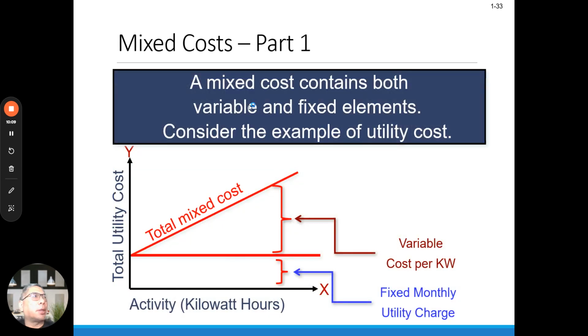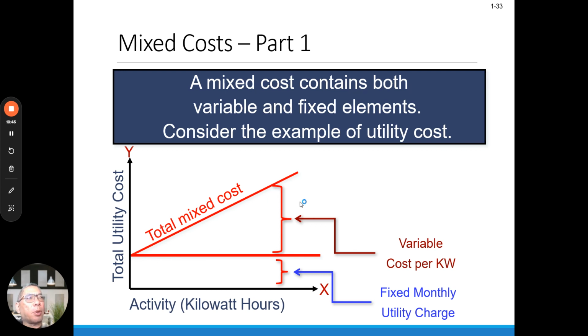Mixed cost contains both variable and fixed elements. An example is utility cost. You have a total mixed cost here, a fixed cost, and a variable cost. This is your fixed monthly utility charge. Let's say it is 1,000 rental, it is all 1,000. The variable part depends on the production.